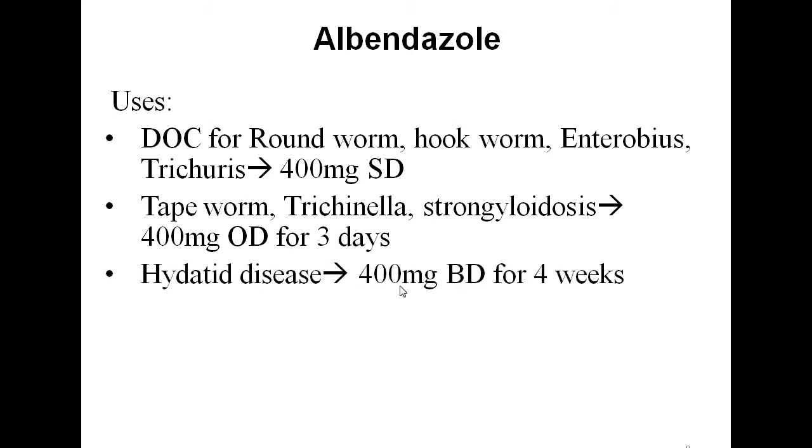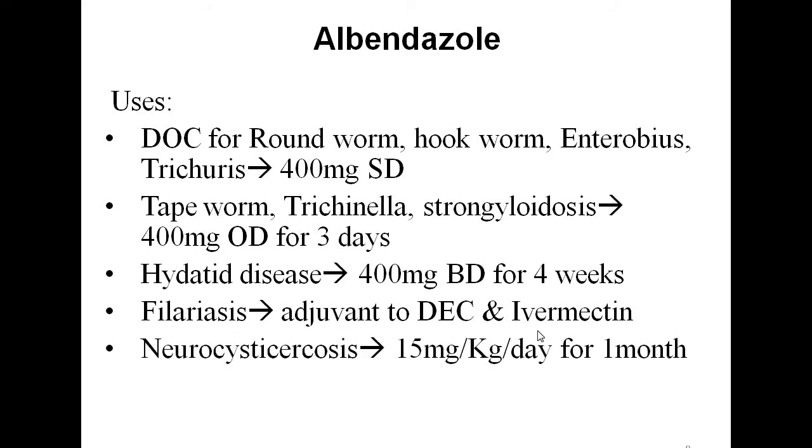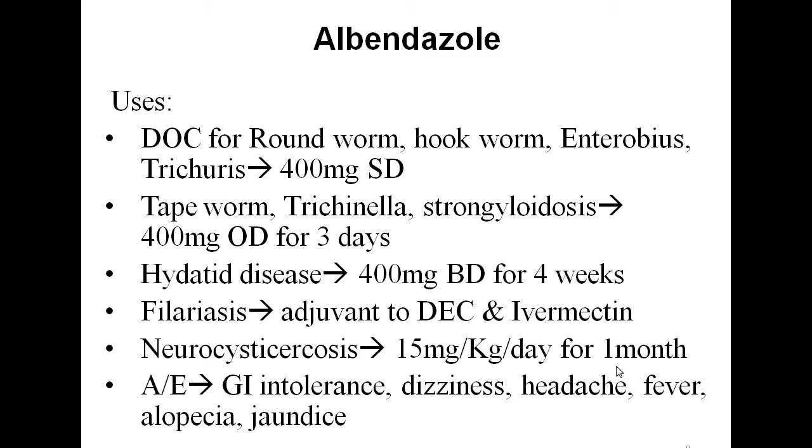For hydatid disease, the duration of treatment is 4 weeks, with 400 milligrams twice a day. Albendazole is also used as an add-on or adjuvant for filariasis along with diethylcarbamazine and ivermectin. For neurocysticercosis, the dose of albendazole is 15 milligrams per kg body weight per day for 1 month. Adverse effects are very similar to mebendazole but of a lesser intensity, that is nausea, vomiting, abdominal pain, dizziness, headache, fever, alopecia and jaundice.